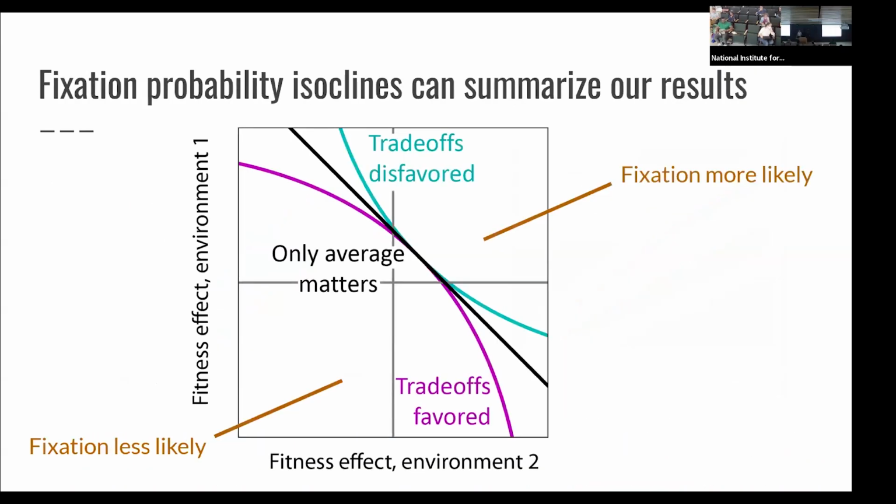A nice way of summarizing all these results to wrap up is with fixation probability isoclines. So these are curves of constant fixation probability in 2D fitness space. You can see that the black curve corresponds to only average fitness mattering. So that would maybe have been my null expectation before doing this project. And when you favor trade-offs, this curve should kind of bend inward.